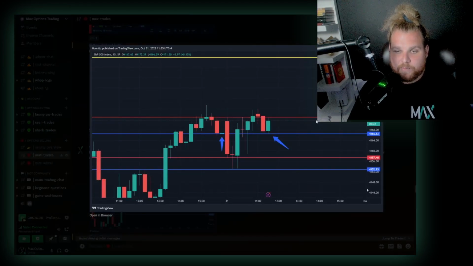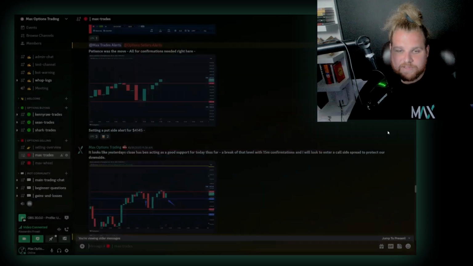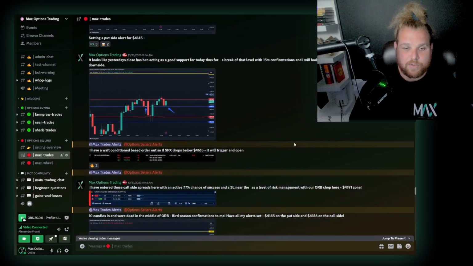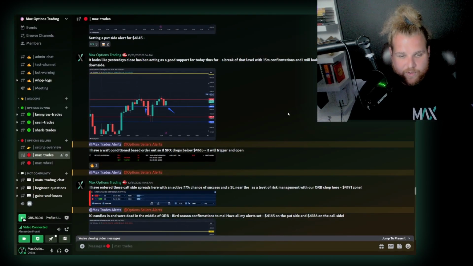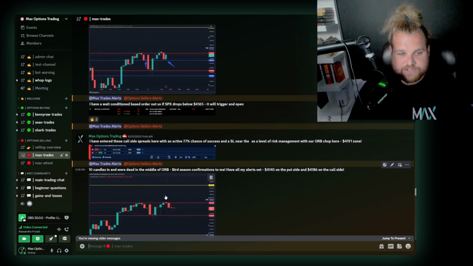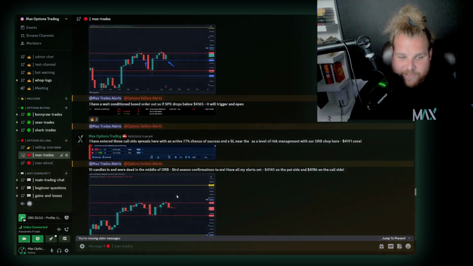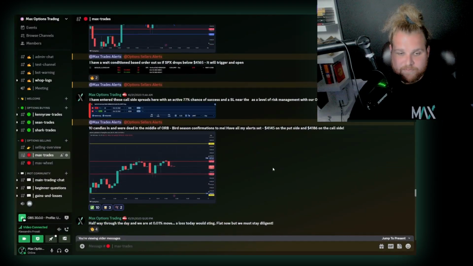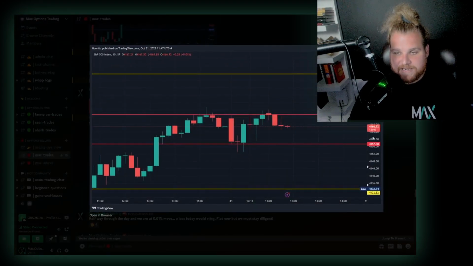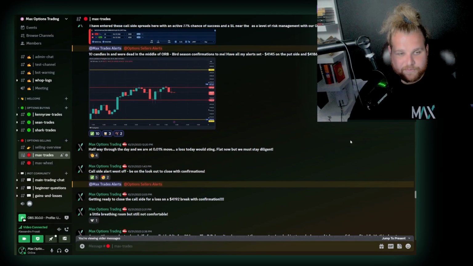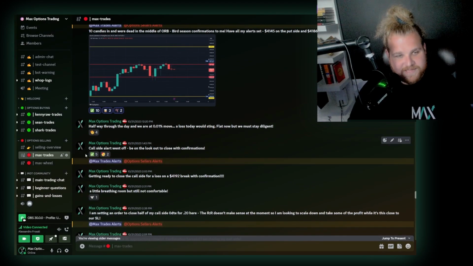Orb was so big, we broke back into Orb, but we had a new level of support there, a level of support that I was watching closely. So once we had that level of support start to break, I entered a call side credit spread on that, right in the middle of Orb, because we're closing in halfway through the day and we have not moved. Boom. Call side alert went off. Be on the lookout for confirmation.